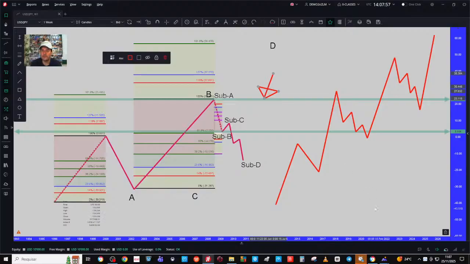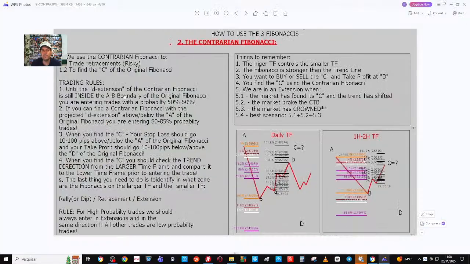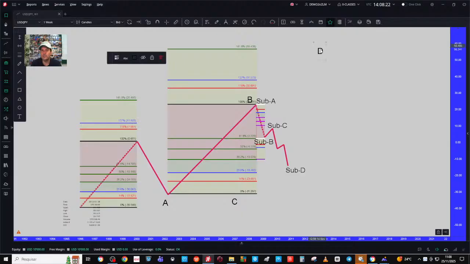Okay, everybody? Now, before we go to trading the sub C and the sub D, from the picture, we use the contrarian Fibonacci to find the capital C of the original Fibonacci. And now we're using this to find what is called the confirmed C. Okay, everybody? Now pay attention.